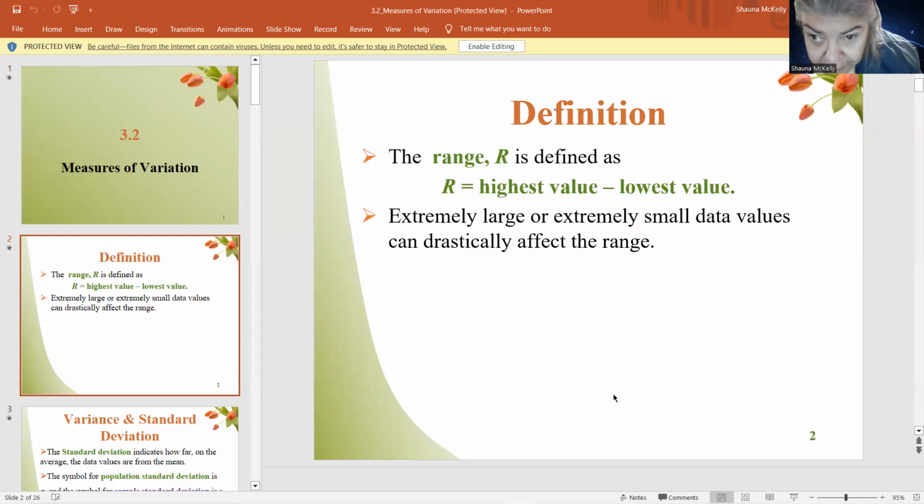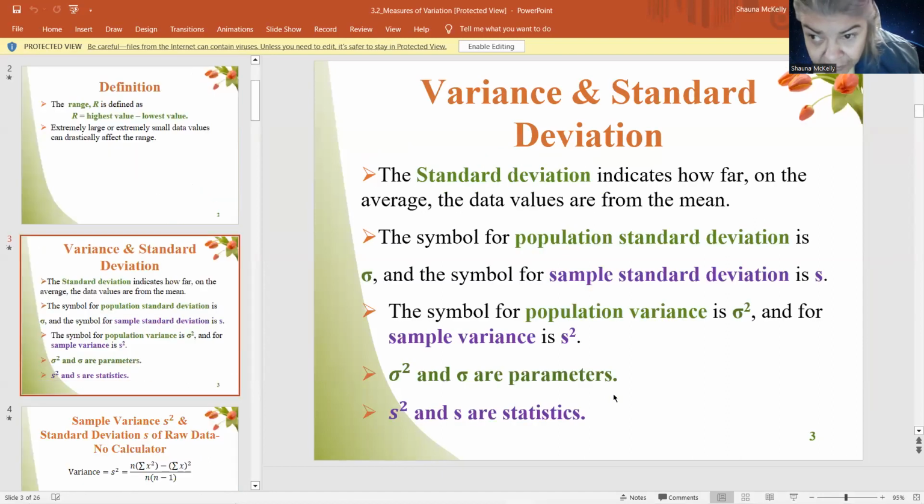So if you look on the third slide here, the second content slide, it gives you the definition of the standard deviation, and it tells you what the symbols are. Okay, so the symbol for the population standard deviation is this thing that looks like an O with a line over it. That's called sigma. And the symbol for sample standard deviation is S. So that's the symbols. That's question 2.